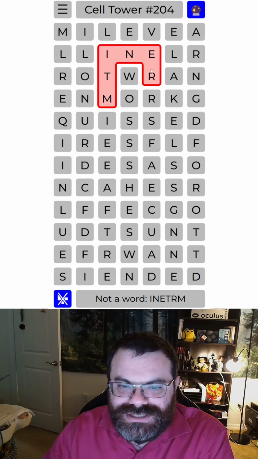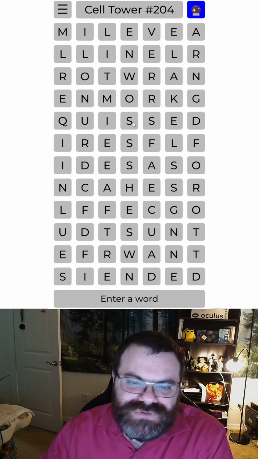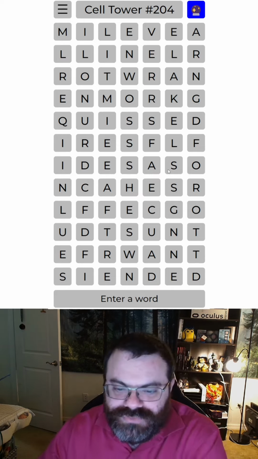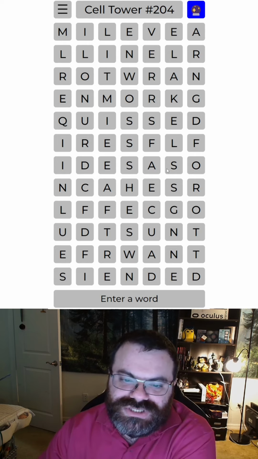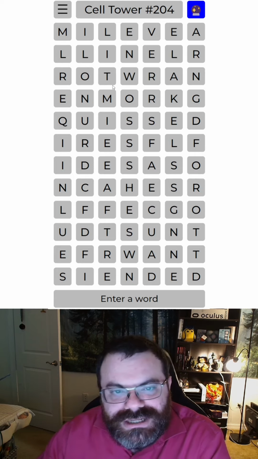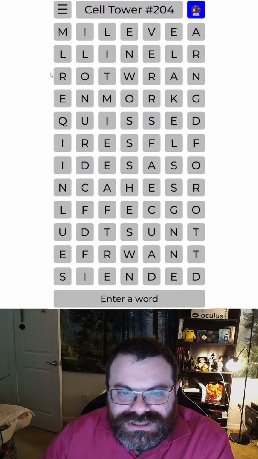So this is INETRM, and we're going to use every single letter as part of a word, and there's only one solution. Part of the reason there's only one solution is because you do need to use every letter as part of a word, and the words have to be 4 to 8 letters long. All right, so let's get started.